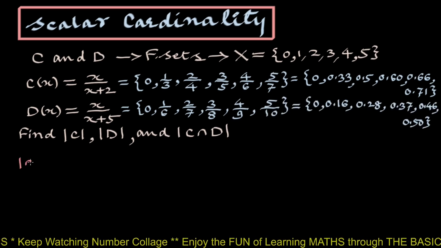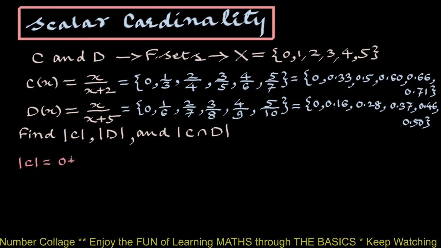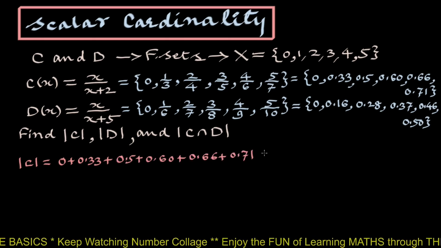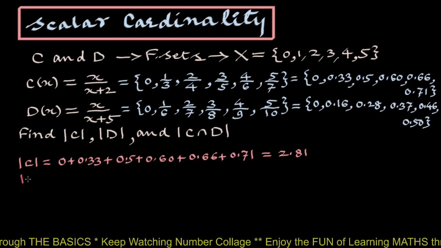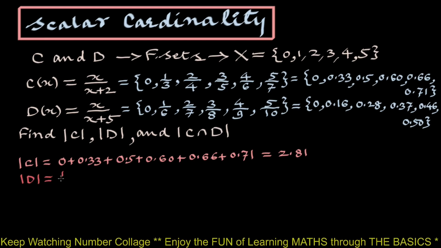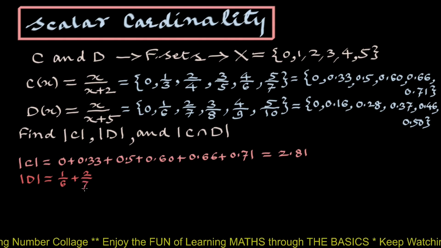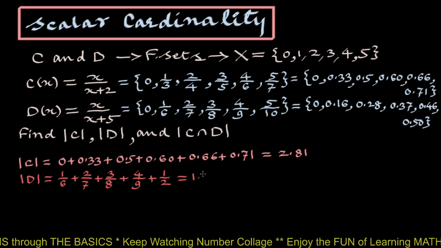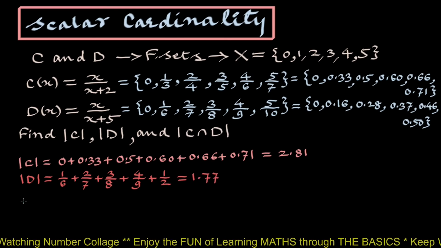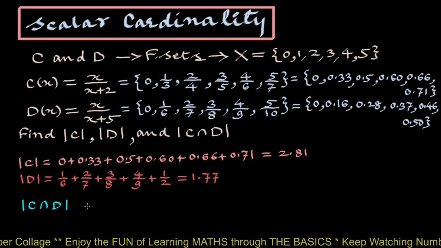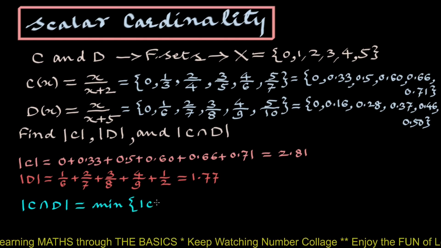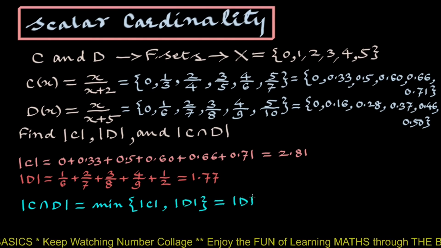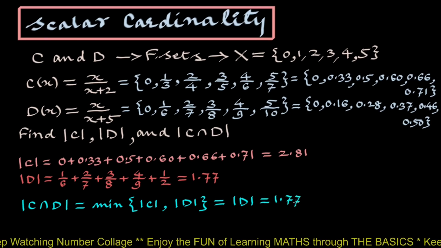In decimal form, modulus of C will be 0 plus 0.33 plus etc. plus 0.71. That will be 2.81. Cardinality of D equals 1 upon 6 plus 2 upon 7 plus etc. plus 1 upon 2. That will be 1.77. Cardinality of C intersection D is the minimum of cardinality C and cardinality D, which will be in this case cardinality D, 1.77.